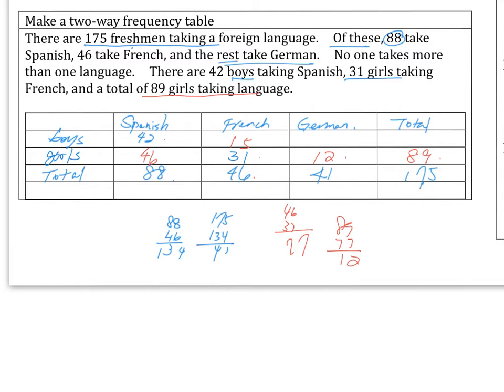So we're almost done. Now I can calculate the total number of boys by taking 175 and subtracting 89. And that makes 86. And 42 plus 15, 57. 86 subtract 57 makes 29 boys who are taking German. Okay, so the math is simple. You just have to read carefully and set up your chart properly.